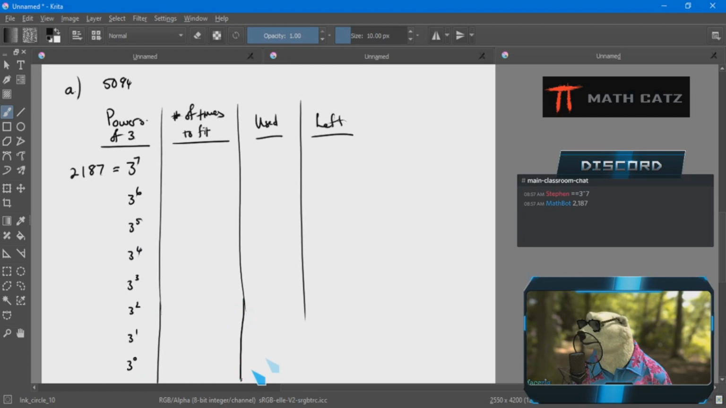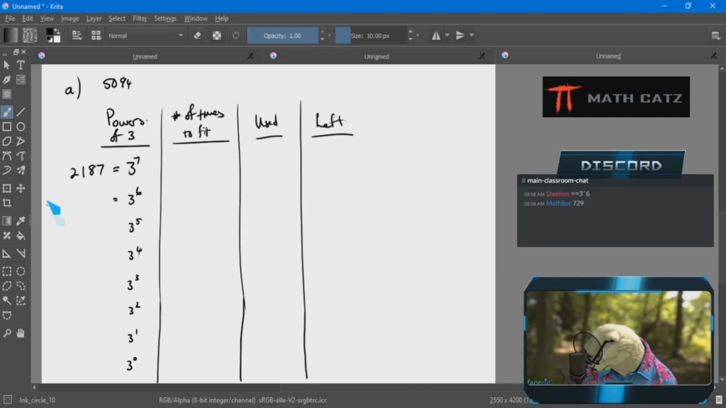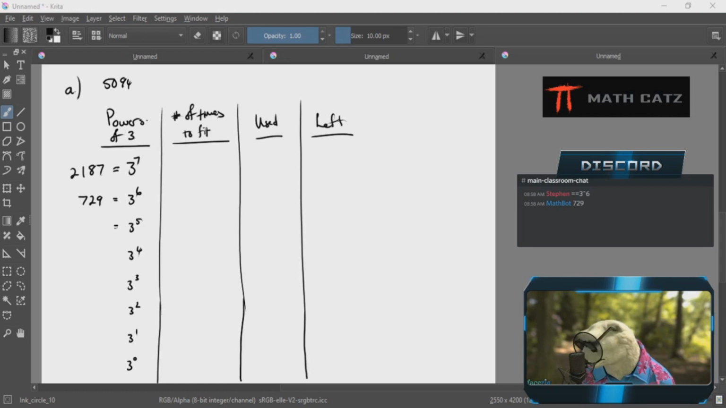I know the smaller the base, the bigger this table is going to be, because the jumps are smaller. So maybe I know, maybe I don't know. I don't know 3 to the power of 6. Let's see. 3 to the power of 6. Whoopsie. 729. 3 to the power of 5. Maybe I don't know. Let's find out and be sure. 3 to the power of 5.